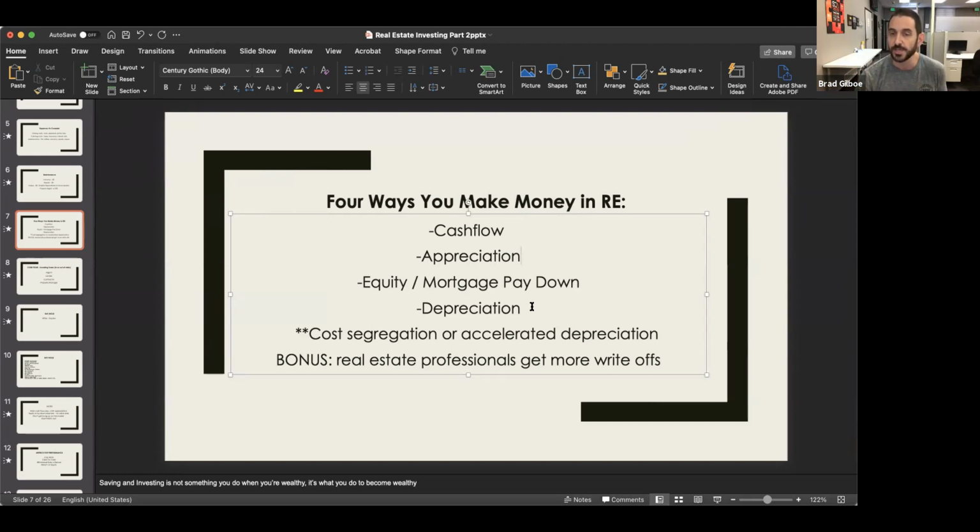And then depreciation is what we loosely talked about, which is the cost segregation or accelerated depreciation, because there are tax benefits to how you make money. Now, these are non-owner occupied properties, because of these four, the only way you make money on a primary residence is appreciation. You're not making money on the equity pay down, in fact, because you're paying the interest and you are the one paying that down.